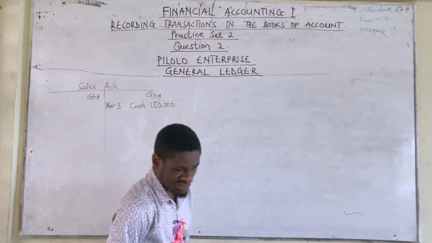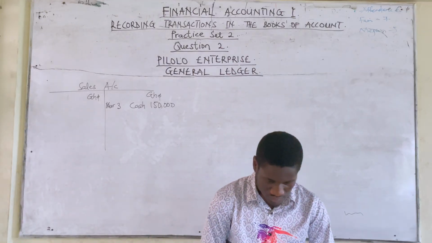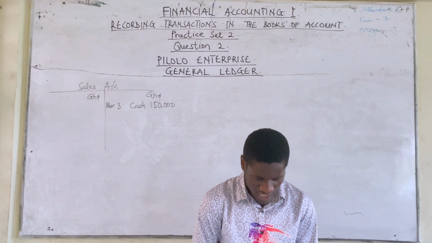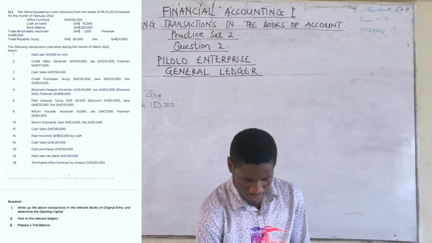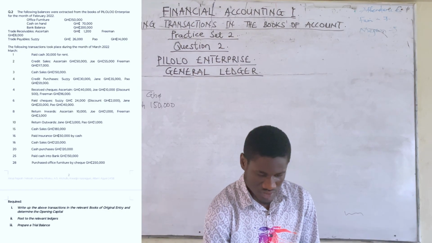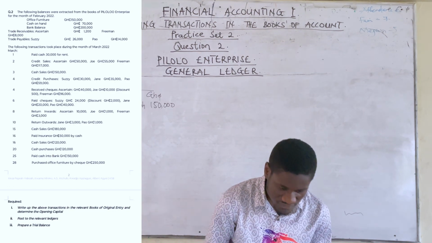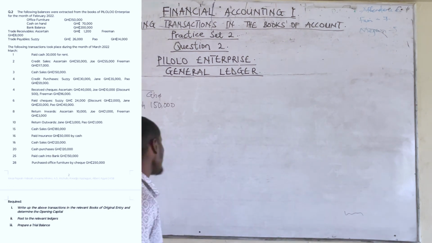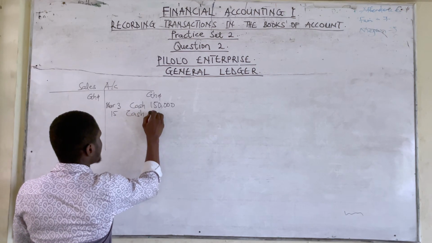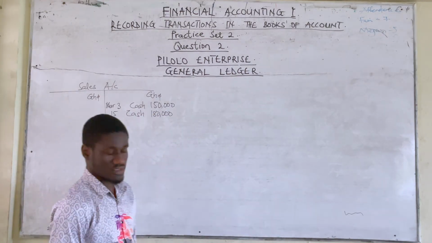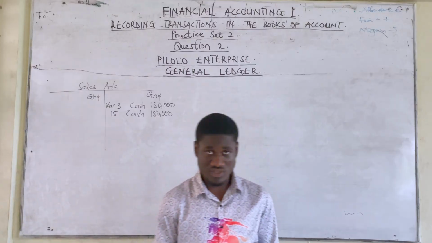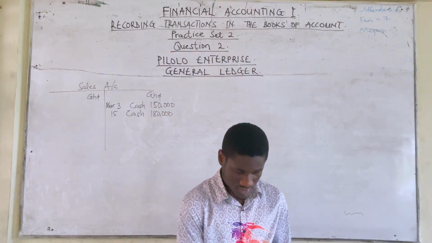Good. Then we move to, you could see that there was another cash sales on March 15th. Good. So the same cash sales, March 15th, cash, 180,000. Yes. Good. Was the same cash sales increase.